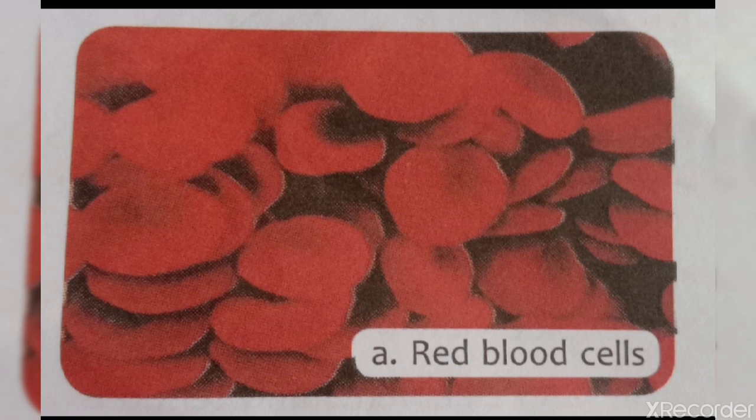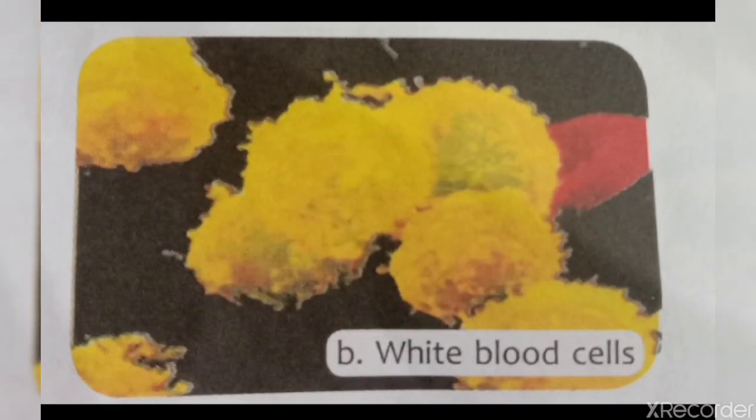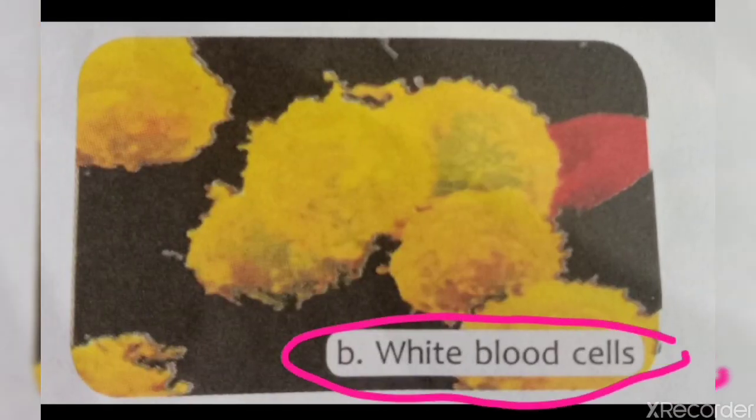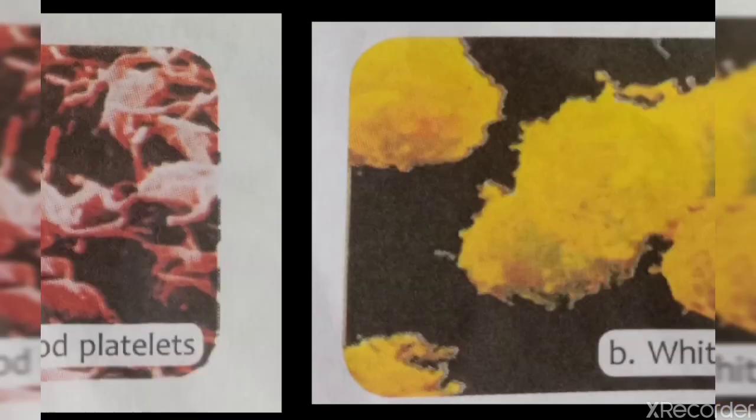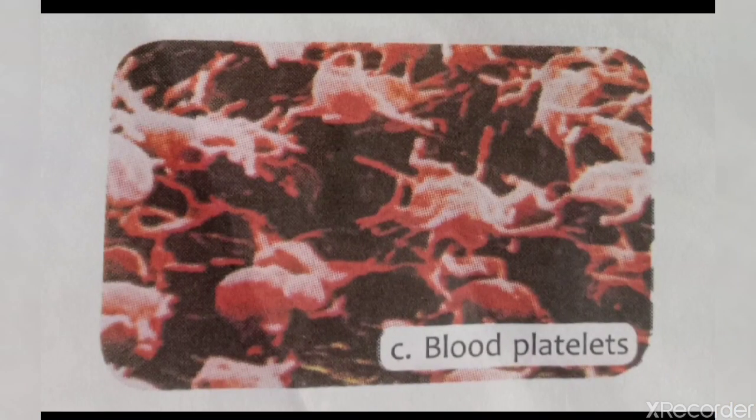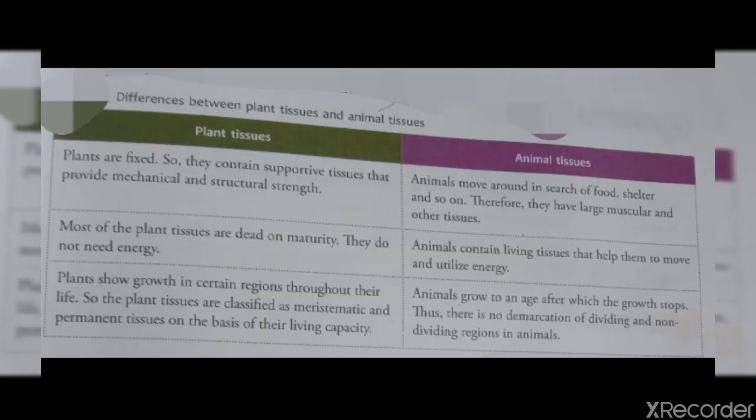You can see the diagram of red blood cells, white blood cells, and blood platelets. At last we will see the differences between plant tissues and animal tissues. Class, this is given in your book also, so you can see from there.